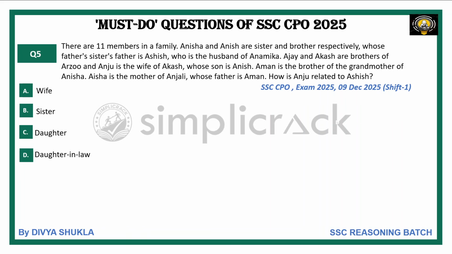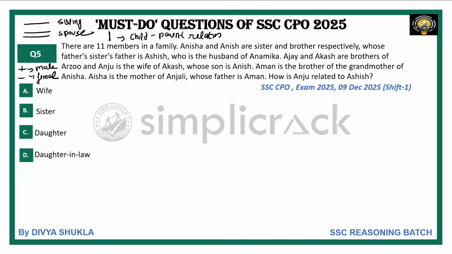So in totality there are 11 members. Anisha and Anish are sister and brother respectively. So understand there are certain terminologies that you need to understand. This horizontal line I call a sibling relationship. This double line I use for a spouse relationship. I use a plus sign for representing male and a minus sign for representing female. And this vertical line is for representing the parent-child relation.